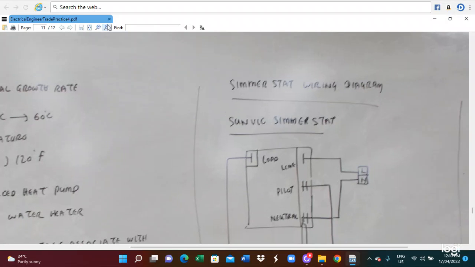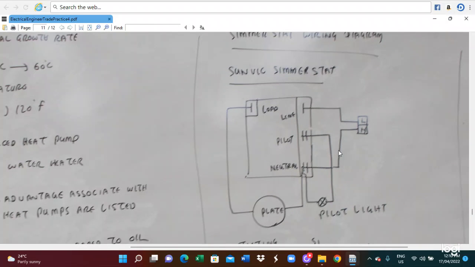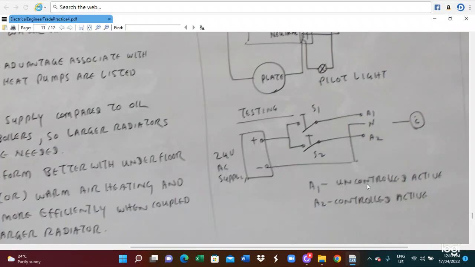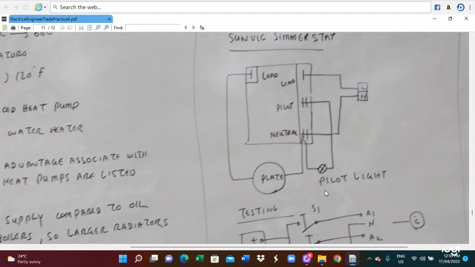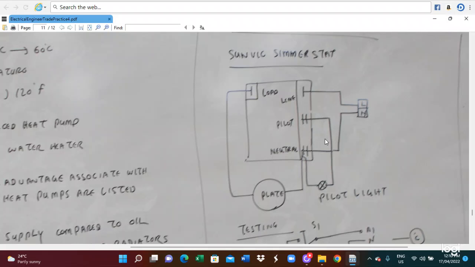So here you can see the thermostat connection diagram, the connection of the thermostat, and also the testing method for the thermostat. The thermostat is controlling the heat of the system, and also the testing method.